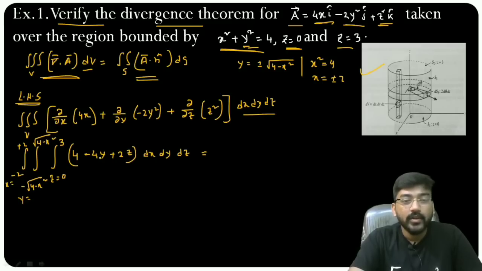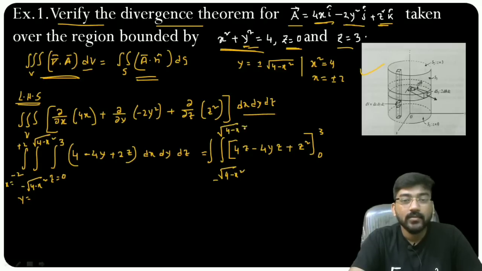So this 4 into dz means 4z, minus 4yz, plus 2z square by 2, that means simple z square, and your limit of z will be from 0 to 3. The other two integrations will be as they are. So the limit of y will be minus root over 4 minus x square to plus root over 4 minus x square, and the limit of x will be minus 2 to plus 2.